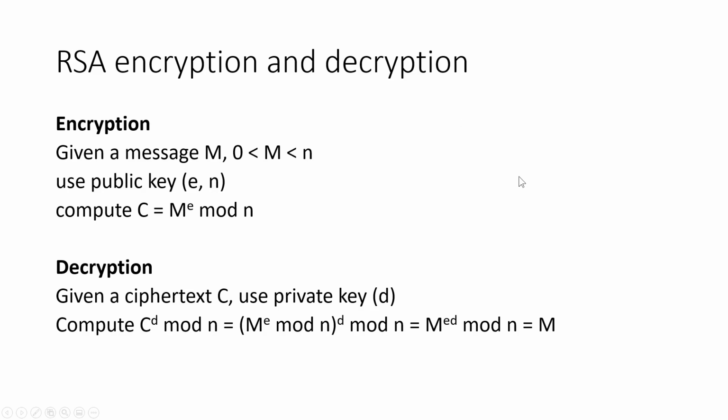As a public key encryption algorithm, the first application for RSA is encryption and decryption. We follow this procedure for encryption. For example, given a message M, we use the public key and compute the ciphertext as M to the e mod n. So we get the cipher C here. And for decryption, we just use C to the d mod n. We can prove that this equals the message M, as we show here.